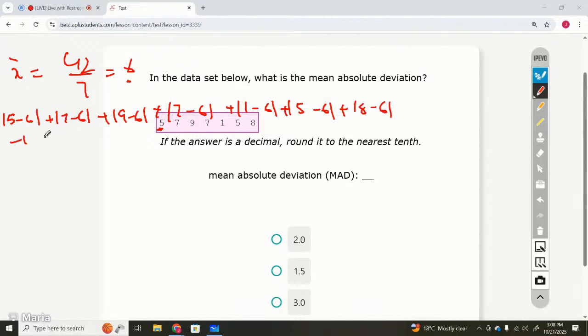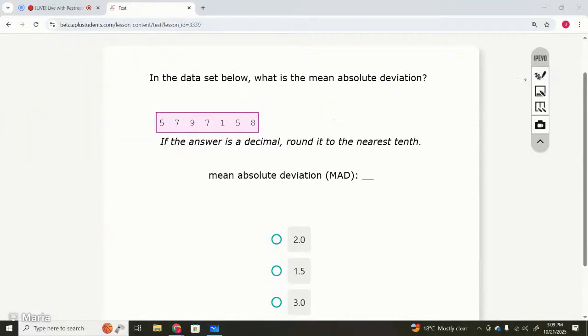5 minus 6 is negative 1. Now you take the absolute value. 7 minus 6 is 1. 9 minus 6 is 3. 7 minus 6 is 1. 1 minus 6 is 5. 5 minus 6 is 1. 8 minus 6 is 2. Adding them: 14 it is. So 14 divided by 7 is 2. Option number 1 is the correct option. 2.0 it is. You need to round off the numbers to the nearest tenth. So that is 2.0.